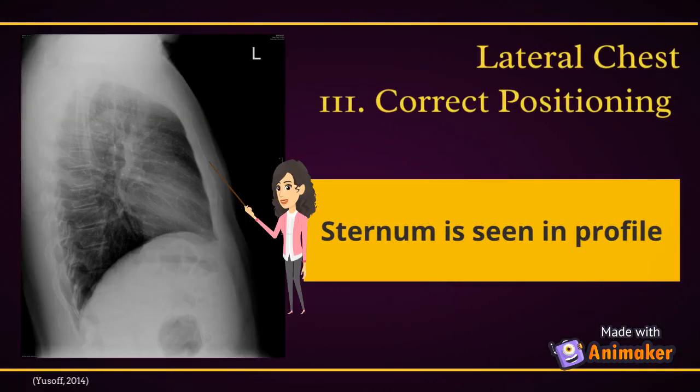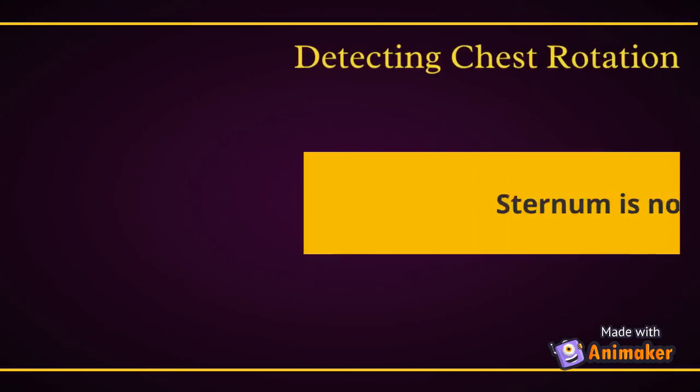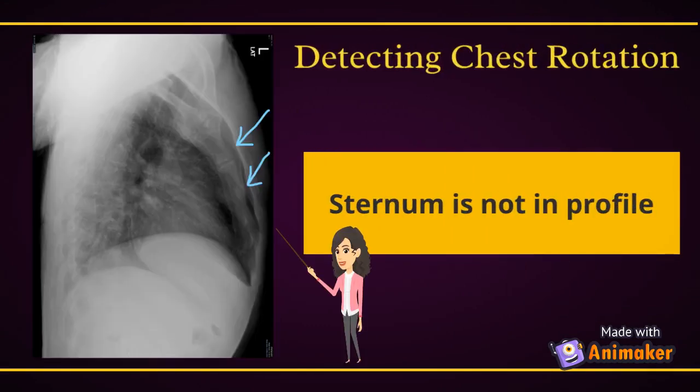Next, the third evidence you can seek to determine correct lateral chest positioning is by looking at the sternum. In a true lateral projection of the chest, the sternum should be demonstrated in profile. Come closer and take a look at this image. You should be able to appreciate that the sternum is not in profile, indicating that the patient was not positioned in a true lateral chest projection.